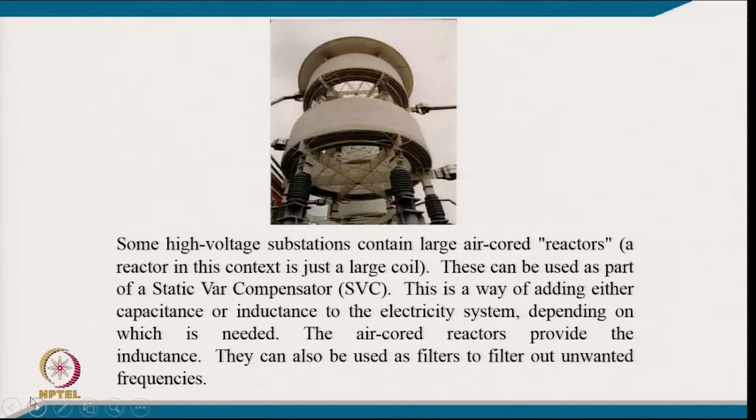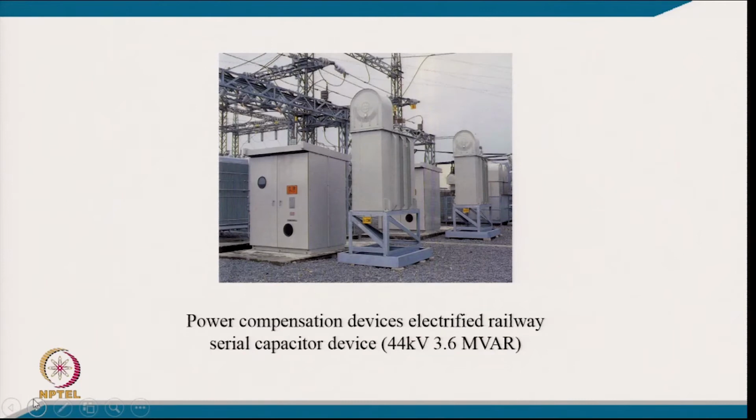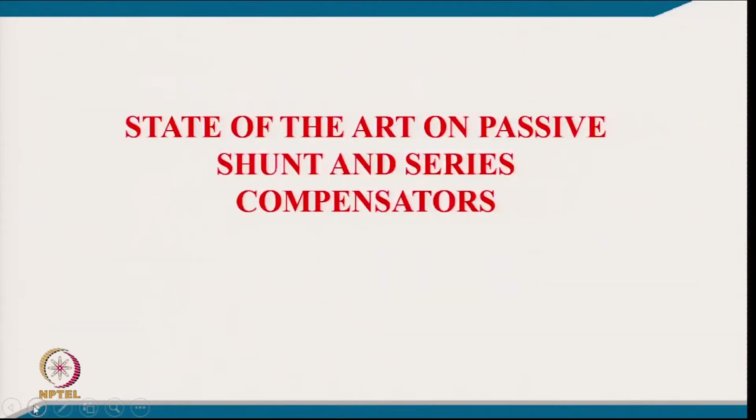A reactor in this context is just a large coil. These can be used as a part of a static VAR compensator, and this is the way of adding either capacitance or inductance to the electricity system, depending on which is needed, and air core reactors provide the inductance. They can also be used as filters to filter unwanted frequencies in the system. Well, this is a power compensation device electrified on a railway, a series capacitor device at 44 kV and 3.6 MVAR, just as an example to give you confidence. We would like to of course talk about the state of the art on passive shunt and series compensators.